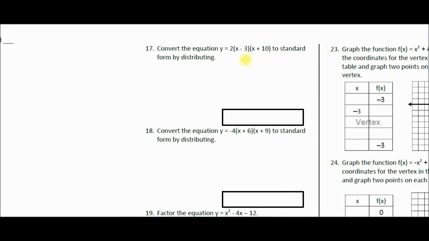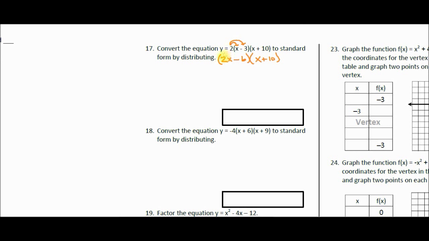by distributing. Class, this is intercept form. We're going to change it to standard form by distribution. So let's go through these steps. The first step is you got to distribute the 2 into the first binomial. So 2 times x is 2x. Let's try that again. 2x. 2 times negative 3 is negative 6. This becomes a new binomial. And we're going to multiply that by x plus 10.